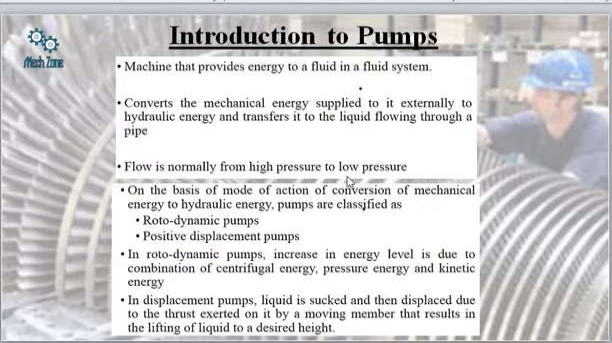Flow is normally from high pressure to low pressure. This point we have already discussed when we were discussing viscous flow or laminar flow. There we found that flow always takes place in the direction of decreasing pressure, that is the negative pressure gradient. That means from the region of high pressure to the region of low pressure.